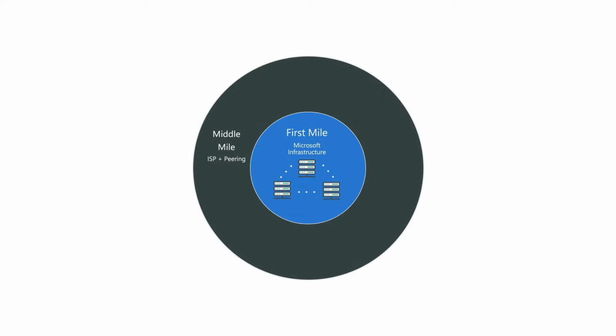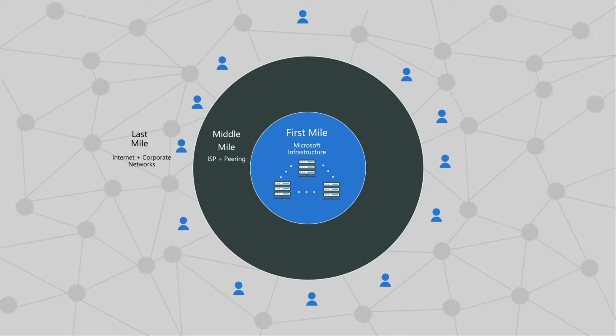Stepping out, we have what we call the middle mile. This is where we have ISPs and network providers connecting into the first mile, or connecting into the Microsoft network. And then finally, we have what we call the last mile, which is often the most complex, because here we have to deal with end users out in the wild, connecting from enterprise networks, from their home networks in the current situation, and also on the go using mobile devices. So the last mile generally has a lot of challenges in it.